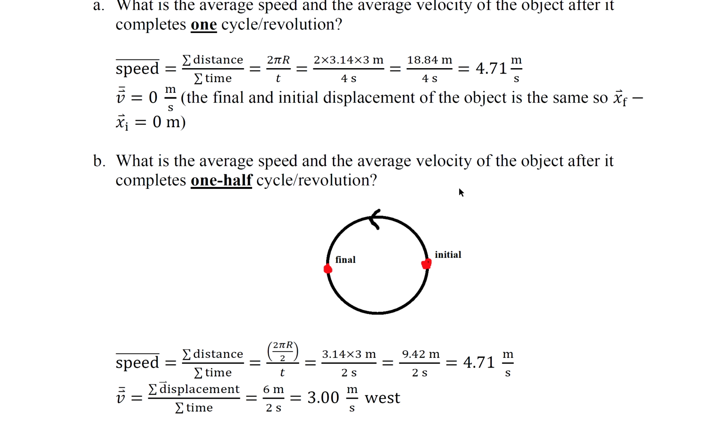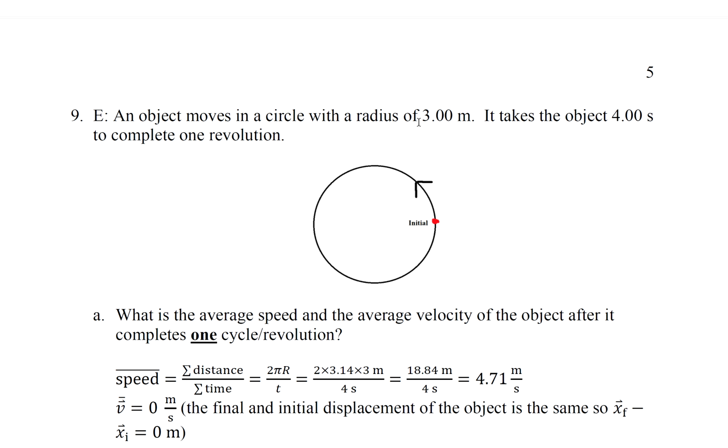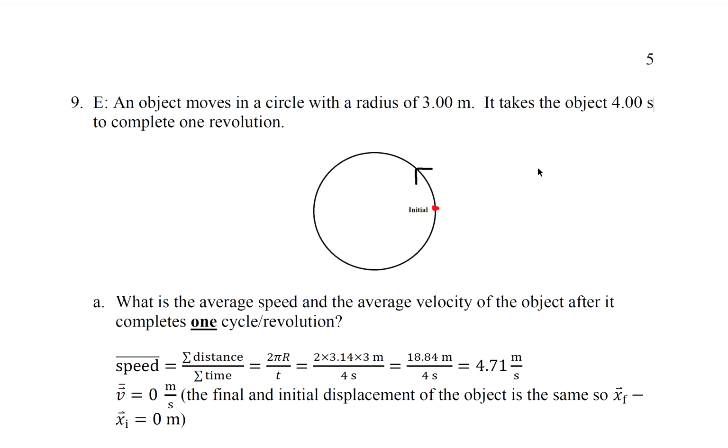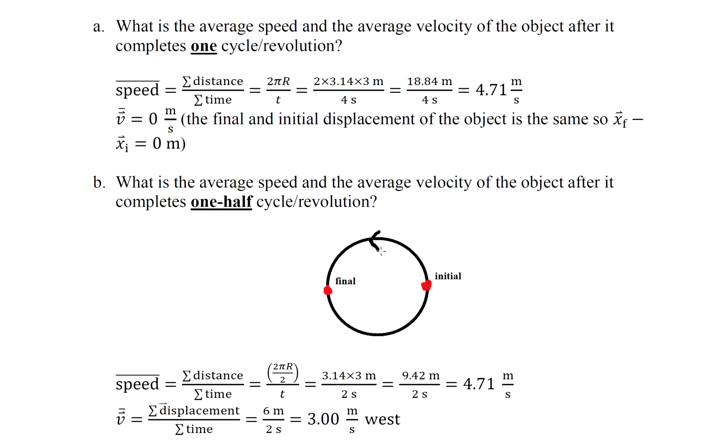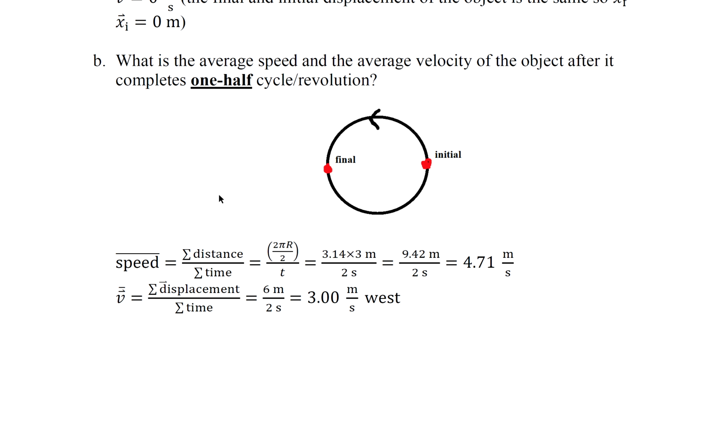Part B, what is the average speed and the average velocity of the object after it completes 1/2 cycle? So remember, it took 4 seconds to complete 1 revolution. So it's going to take 2 seconds to complete half a revolution. The average speed is total distance over total time, which is 2 pi r divided by 2, divided by the time taken, which is 2 seconds. We get a non-zero value.